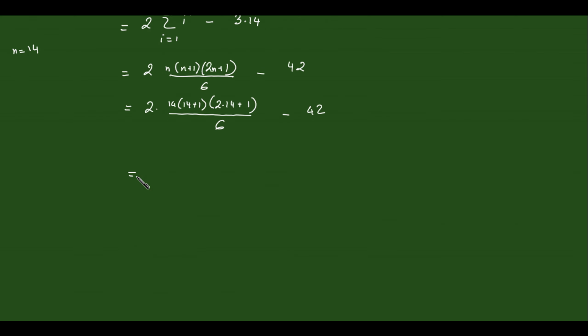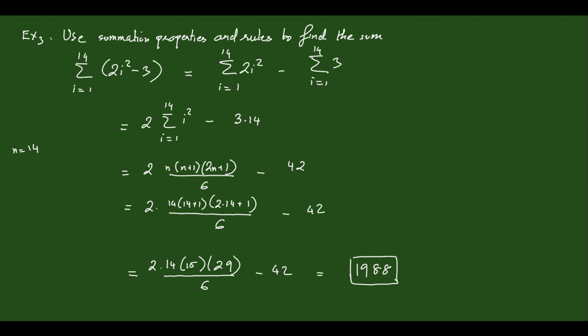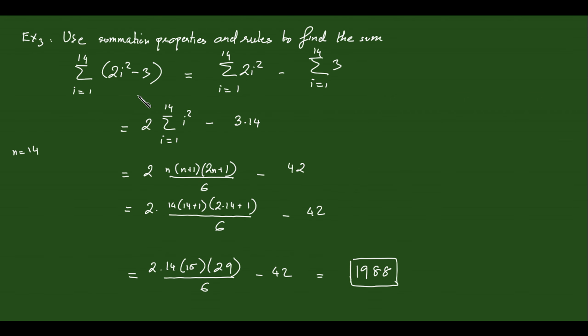And you calculate it, so you will have 14 times 15 times, 2 times 14 is 28, so 29, over 6, minus 42, and you put everything into the calculator. You have the sum of this sigma notation is 1988. Here we go. That is how you use the properties and the rules to calculate this sigma notation to find the sum.